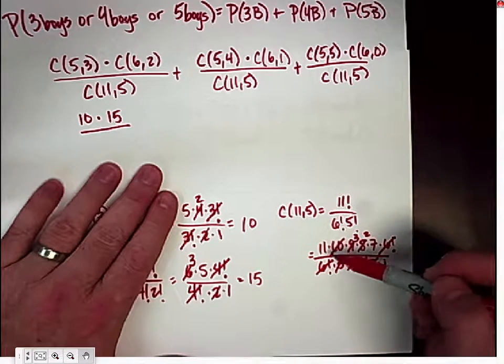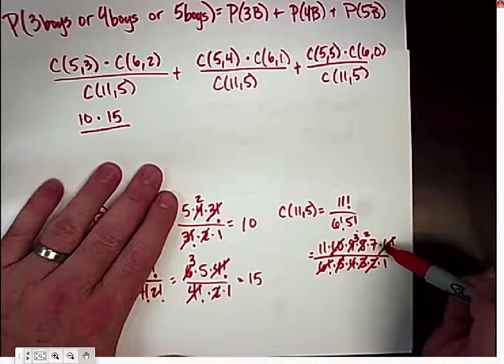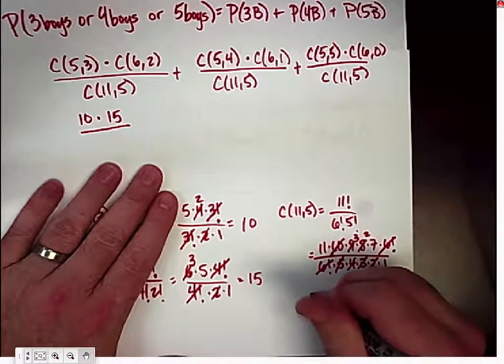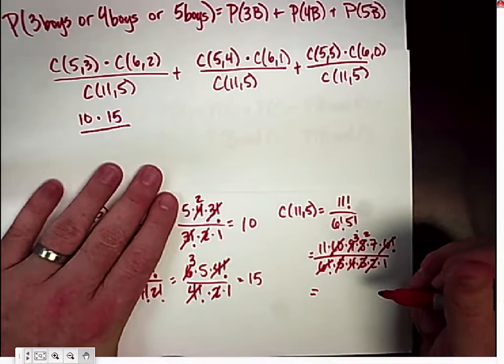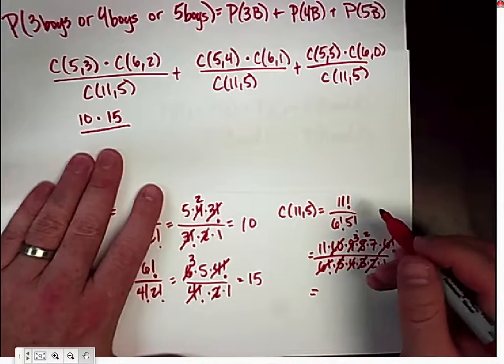So, Brittany, what is 11 times 3 times 2 times 7? Actually, I got it right here. 462, yeah.